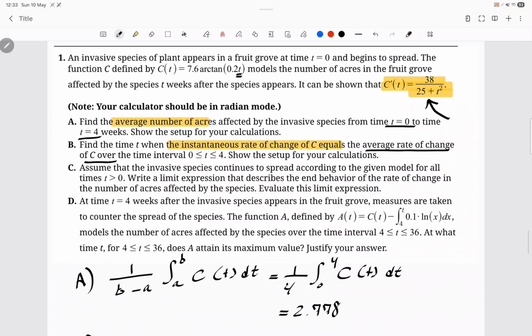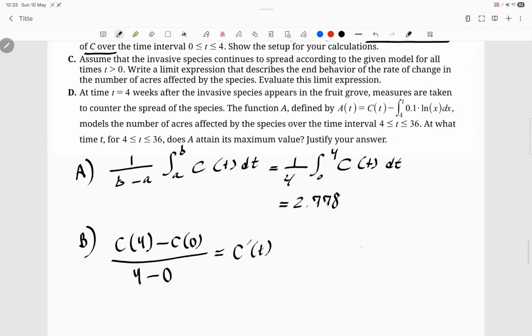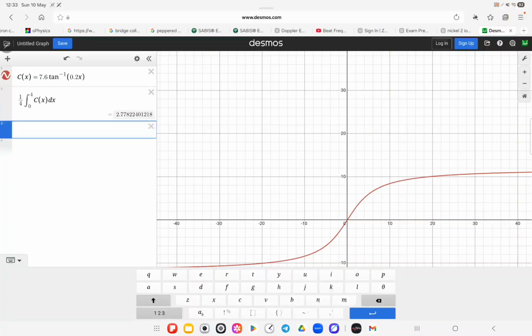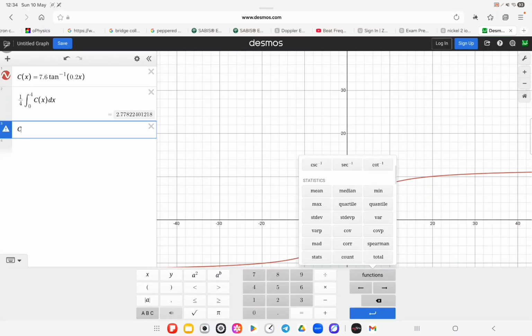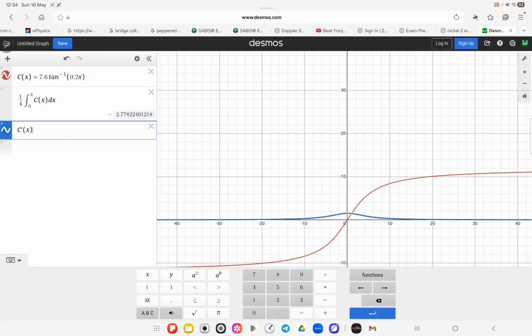First of all, I'll be going to Desmos, and I'm going to be asking it to find me the equation or the graph of C prime of x. Let me show you. So here in Desmos, you would come here, write capital C, and then go to functions, and go to the prime part, and then put x. It will now graph for you the graph of the derivative of C of x.